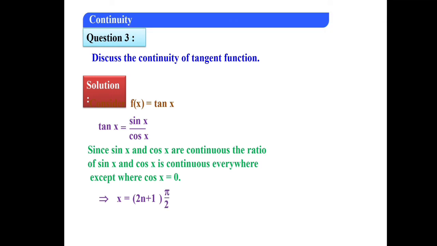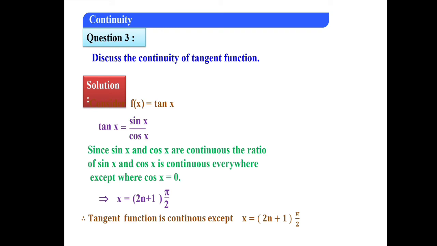So the tangent function is continuous except at these angles, odd multiples of pi by 2. That means tan x is discontinuous at pi by 2, 3 pi by 2, 5 pi by 2, 7 pi by 2, and so on, which means odd multiples of pi by 2. The tangent function is discontinuous at odd multiples of pi by 2 and continuous for all angles except these.